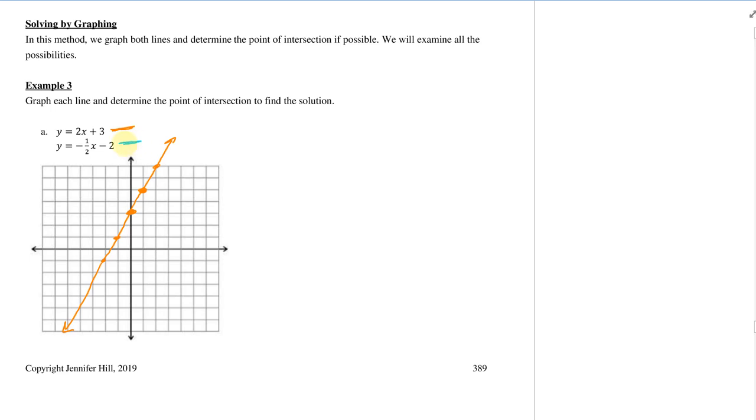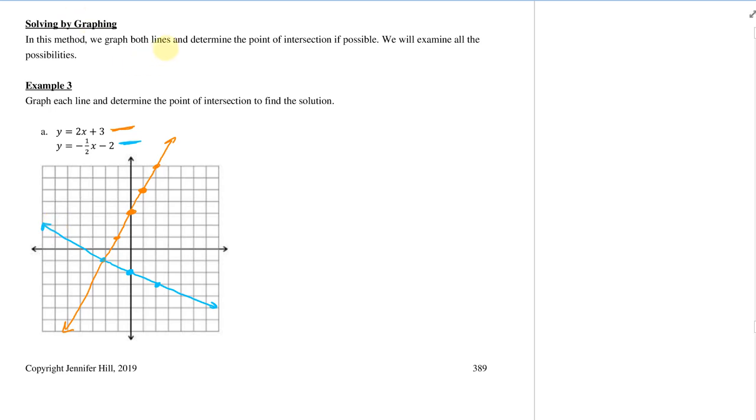So I'll use this blue color here. So I've got y equals negative 1/2 x minus 2. So now my y-intercept is negative 2. So I'm going to come down to negative 2, and then I'm going to count down 1 over 2. And I'm going to reverse that, so I'm just going to get a couple points going in each direction. So I'll connect those points. And now I can make my point here.